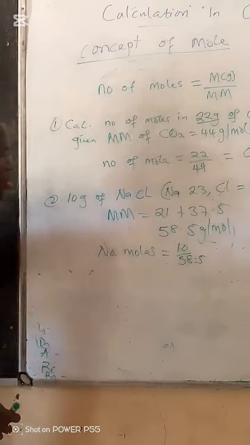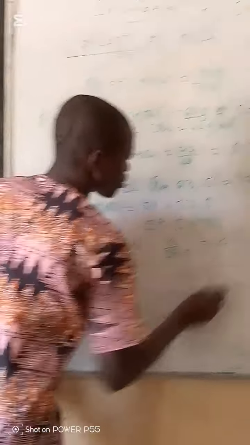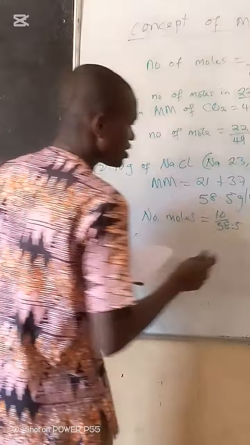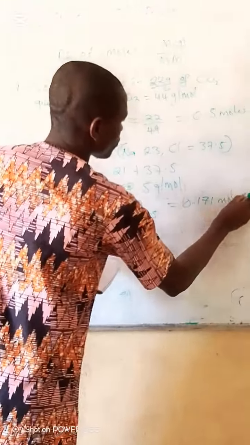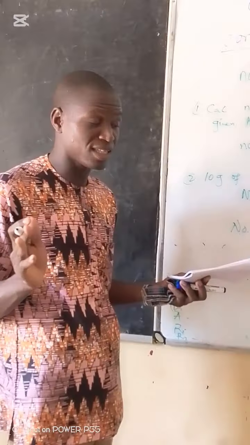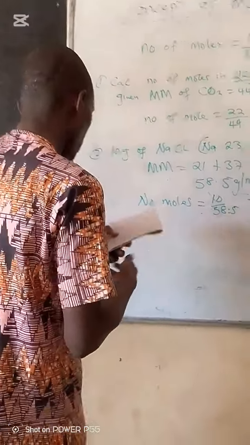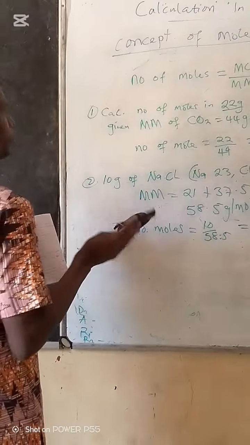58.5. What do you have? We should have about 0.17 something. So just use your calculator and you will get the correct answer. 0.171. I have 0.171 moles here. Simple. I hope this is clear. Alright, let's quickly go to the next one. So that's that about mole concept. I hope this is okay now.